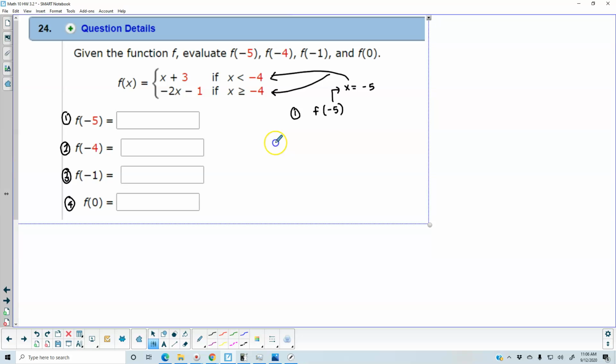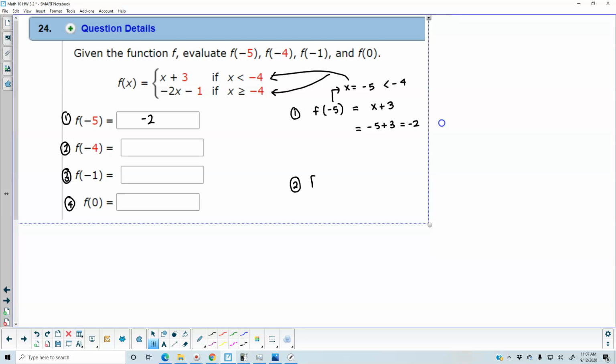input. Well, is -5 less than -4 or greater than or equal to -4? Well, it's less than -4, which means we have to use the function x plus 3. So we plug in -5, add 3 to it to give us -2. So the first answer is -2.